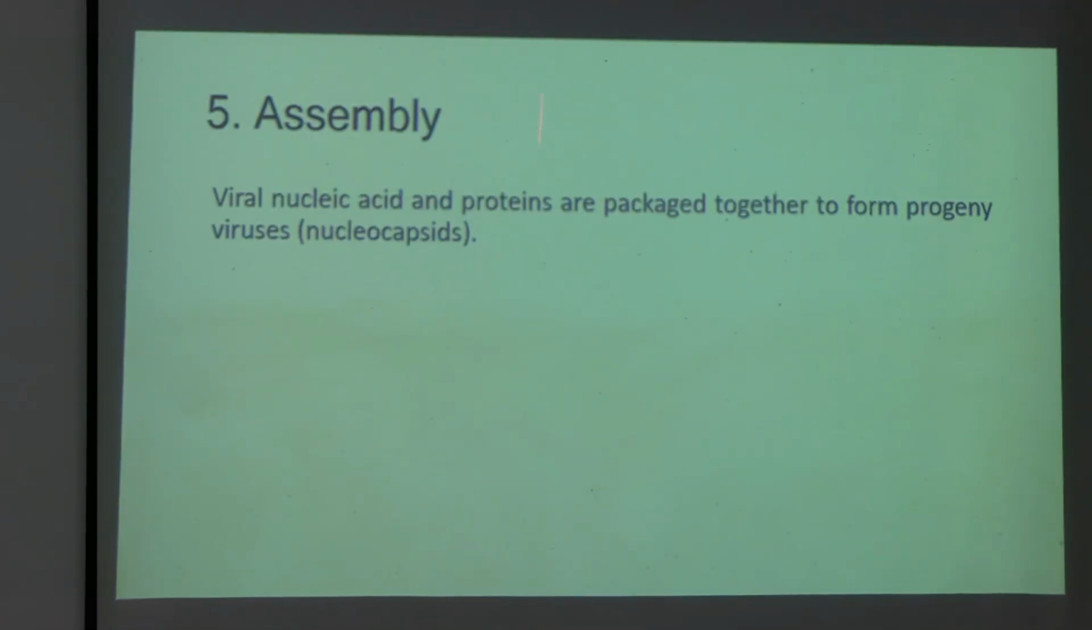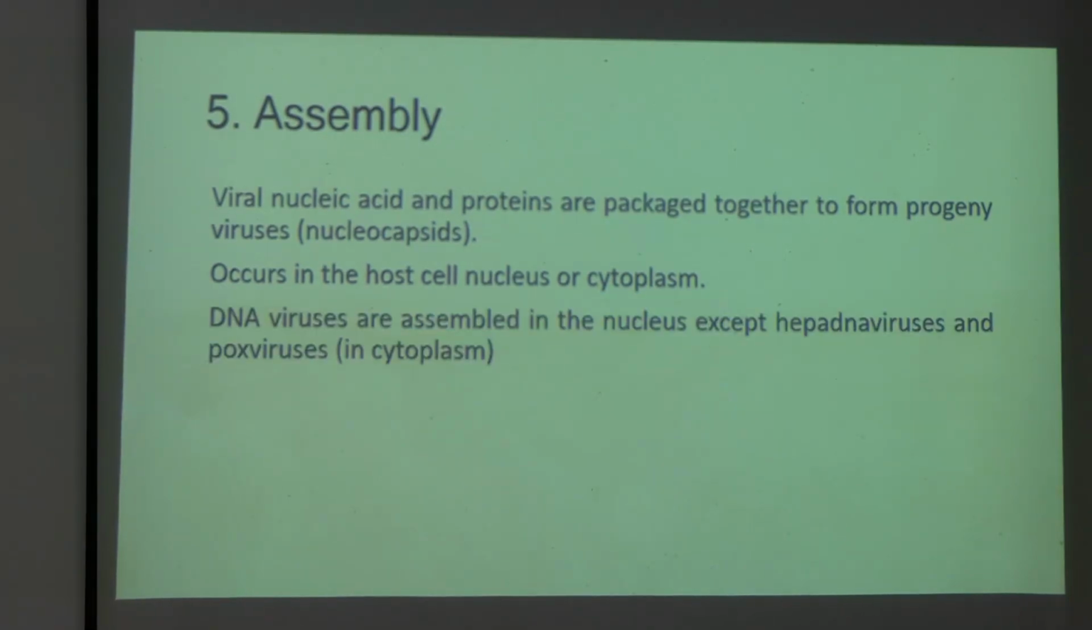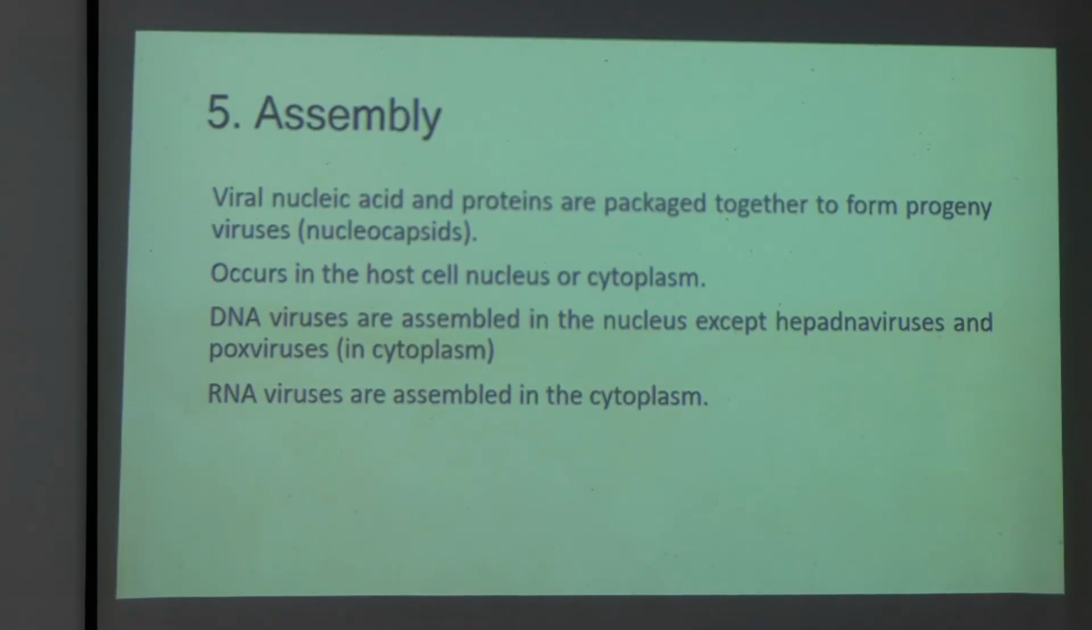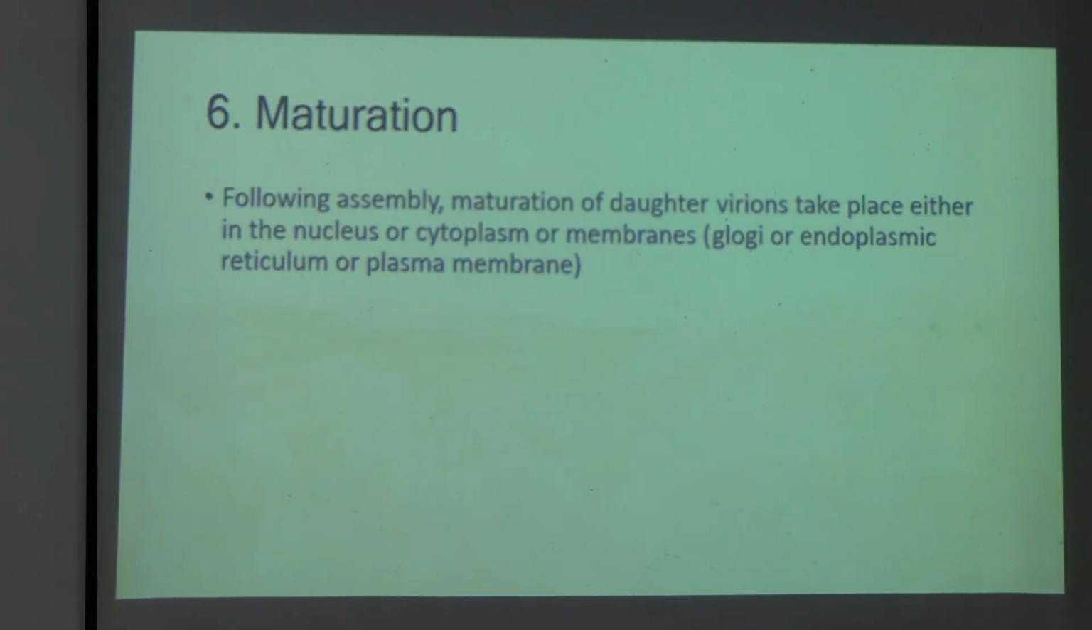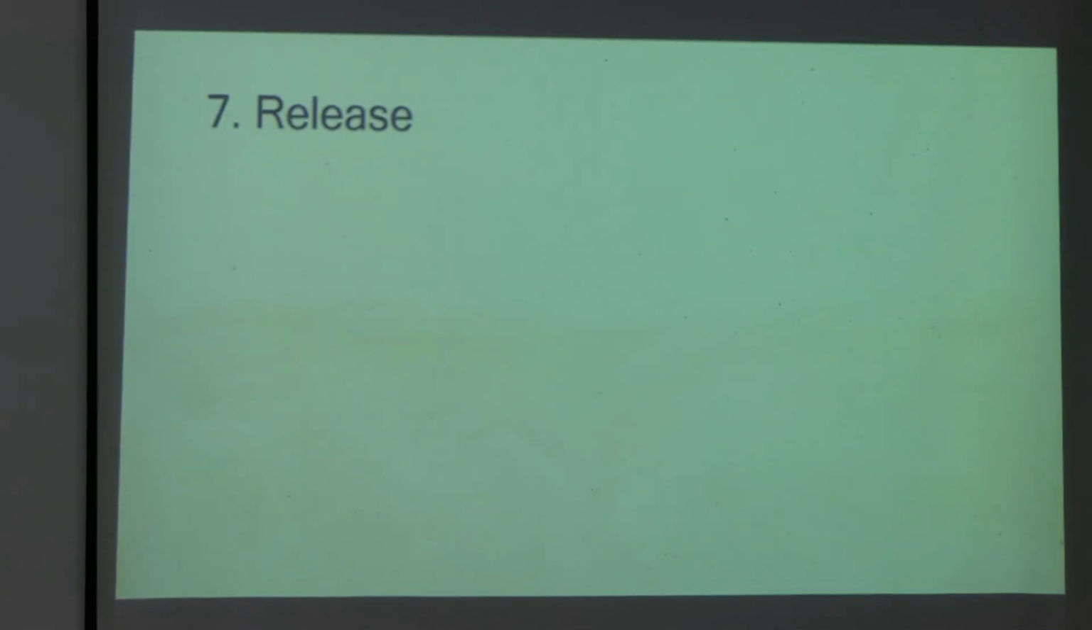The viral nucleic acid and the proteins that are packed together will form the progeny viruses, and as I told you, this will either take place in the nucleus or the cytoplasm of the host cell, okay? So DNA viruses mostly are assembled in the nucleus, except hepadnavirus and poxvirus, which will take place in the cytoplasm, and RNA viruses are assembled in the cytoplasm, okay?